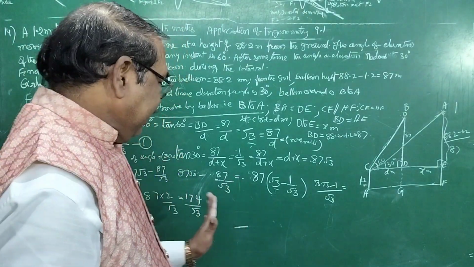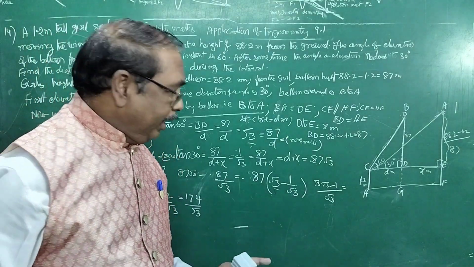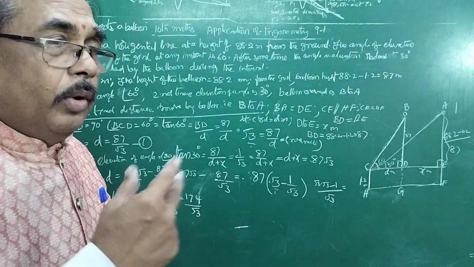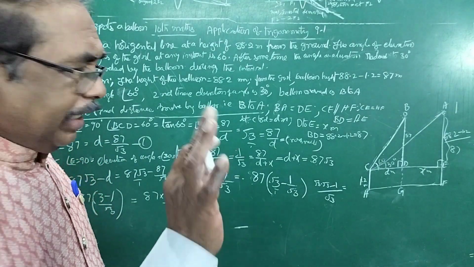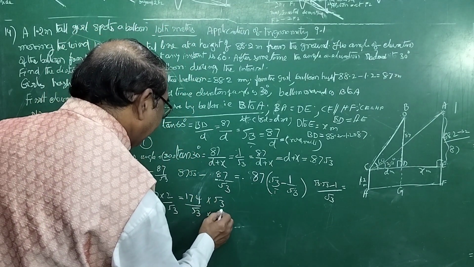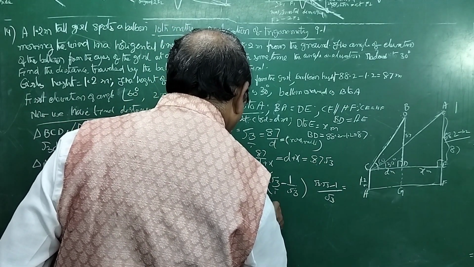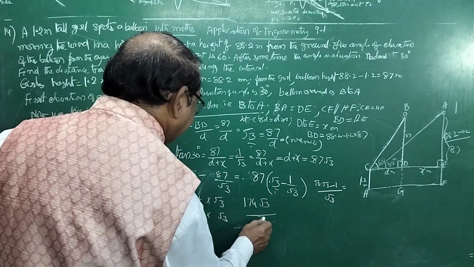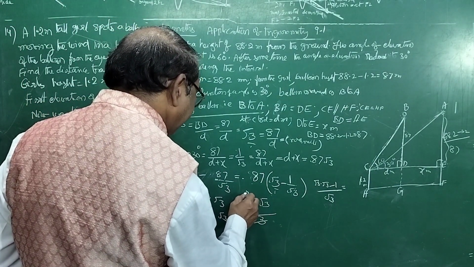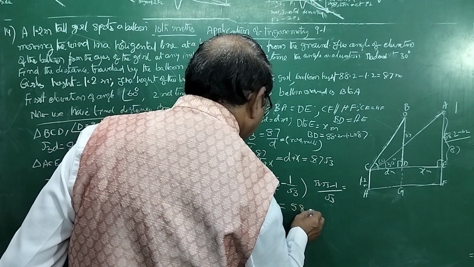But it is the x value, and we should not leave it like that. In the denominator, an irrational number is there. We have to rationalize. We should not show an irrational number in the denominator. To rationalize, let us multiply both numerator and denominator by root 3. Now 174 root 3 by root 3 into root 3, that is 3. 3 into 58 is 174. That is equal to 58 root 3.